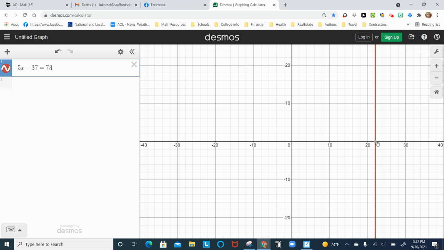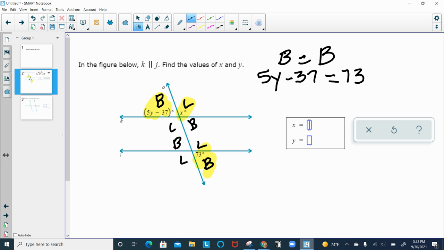Okay, and there I'm getting an answer. I'm getting an answer of 22. So even though this says X, remember our original problem, we were solving for Y. So Y equals 22 should go into the box with Y. Then we'll need to set up a second equation to solve for X.